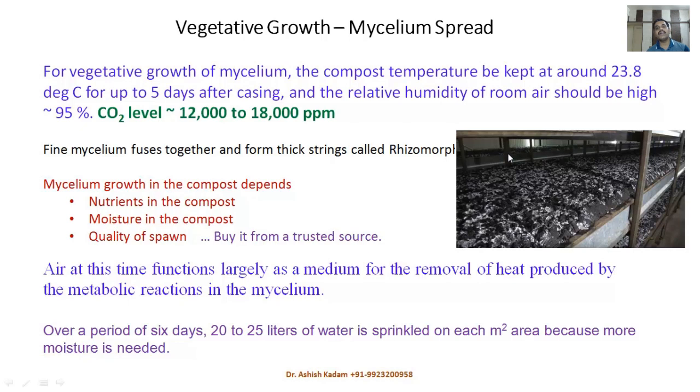So how will you ensure that the temperature of the compost in the bag or in the bed is at 23.8 degrees centigrade? That you can ensure only through temperature sensors. So we have to have PT100 sensors. We have to have insertion type PT100 sensors, which we can insert in the compost, and from that you can read the value of the temperature.